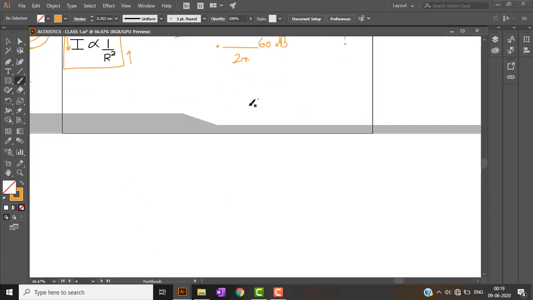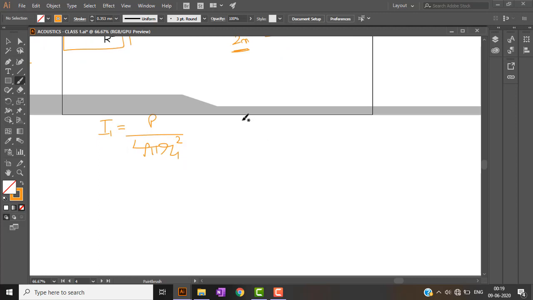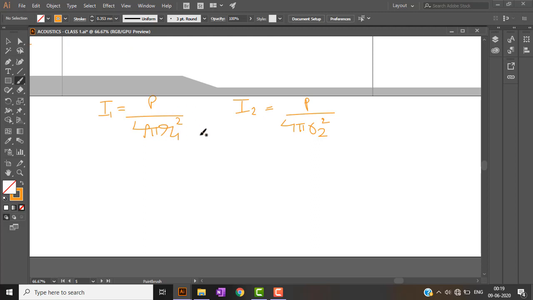In this question, let's consider I1. I1 is nothing but intensity 1, which is P upon 4 pi r square, power upon surface area of the sphere. Here it will become R1 square. So R1 is 2 meter and I1 is 60 dB. I2 is nothing but power upon 4 pi R2 square. The power from the source is the same, so it only depends upon the distance.